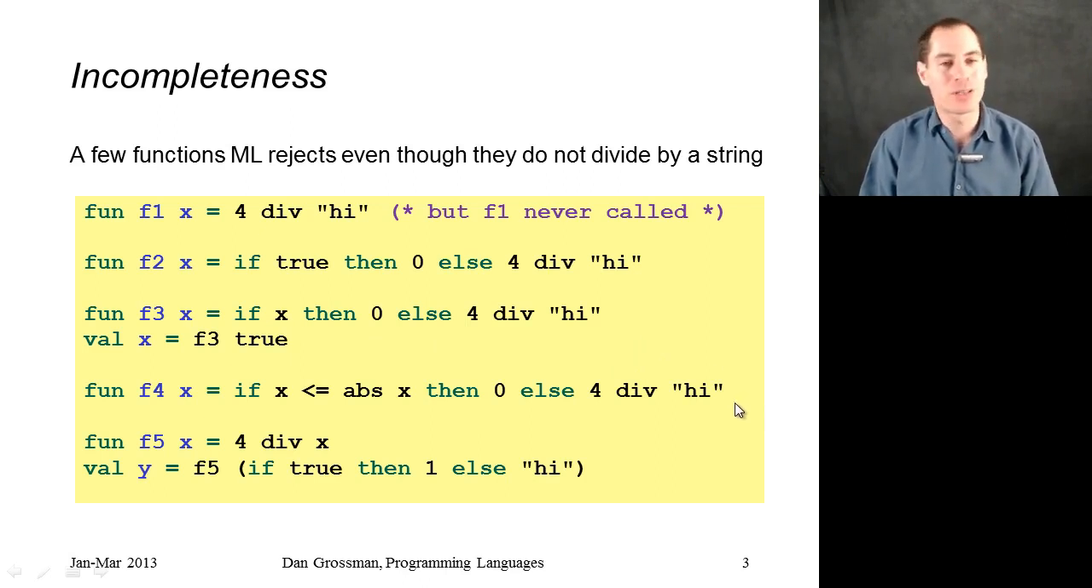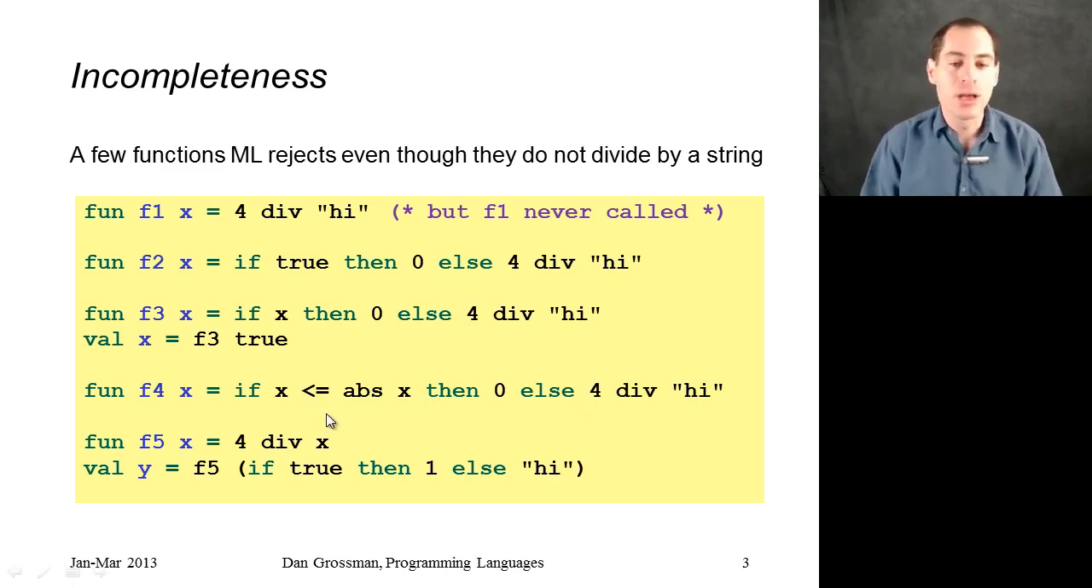f4 is a more interesting example, in my opinion. So it turns out here, f4 is exactly like f2. That f4, no matter what you call it with, as long as it's an int, and we have a type system for that, will always take the true branch, because it turns out that x is always less than or equal to the absolute value of x. But would we expect our type checker to reason about that just to avoid giving us a false positive?